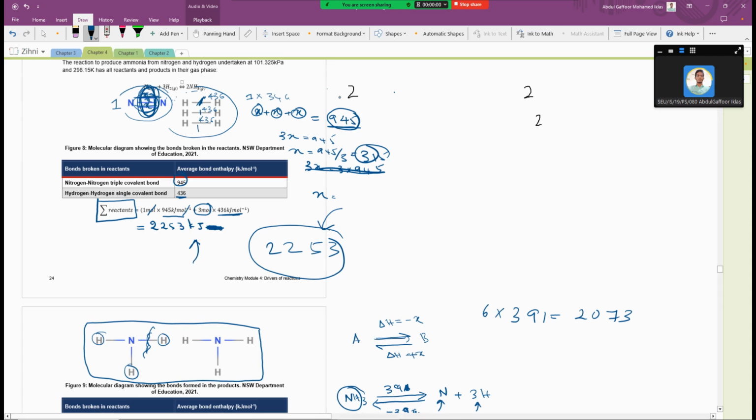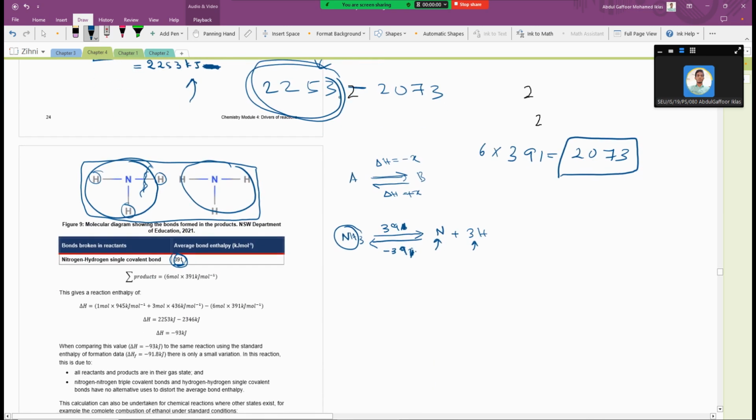So the system contains this amount of energy, and for the formation of these two ammonia molecules, this amount of energy is utilized. Why? For the formation, the system releases energy. So from this you have to subtract 2073. So the answer would be what? 180? Yeah, 180.